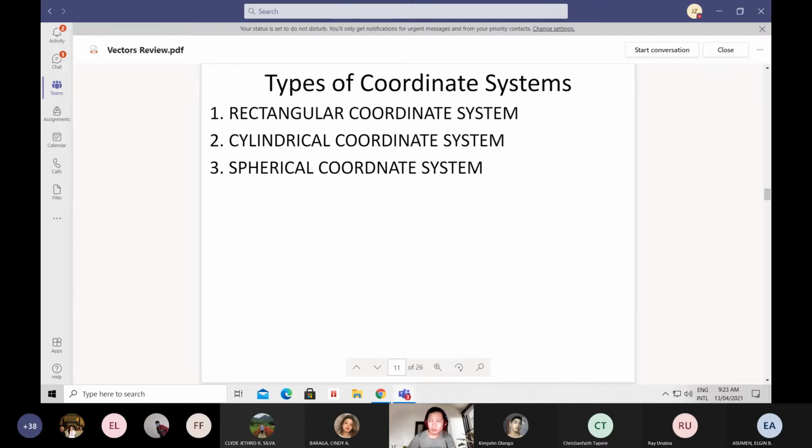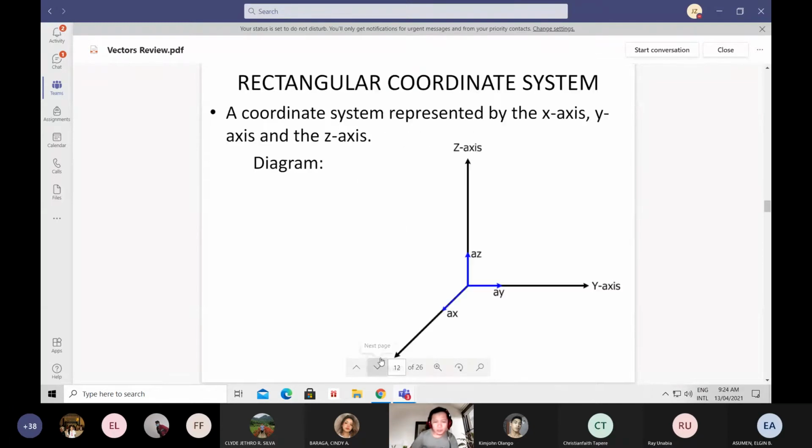Now, if you can remember your drawing subject before, you draw in 3 dimensions. So you have the x-axis, y-axis, and the z-axis. Basically, that is also a rectangular coordinate system. Because a rectangular coordinate system is a coordinate system presented by the x-axis, the y-axis, and the z-axis. Now, this will be the diagram for the rectangular coordinate system. You have the x-axis at the front, the y-axis in horizontal position, and the z-axis in vertical position.